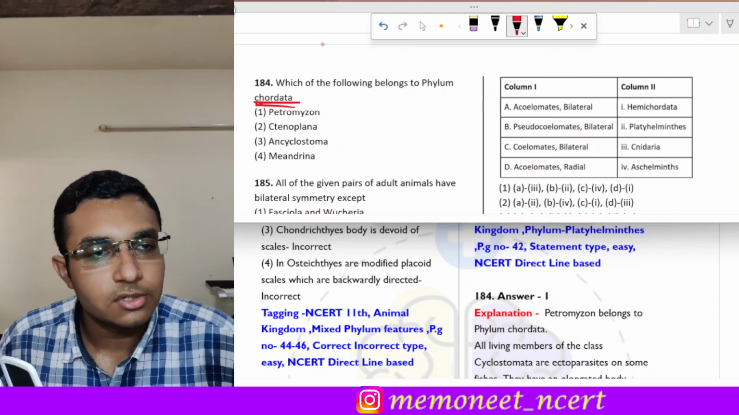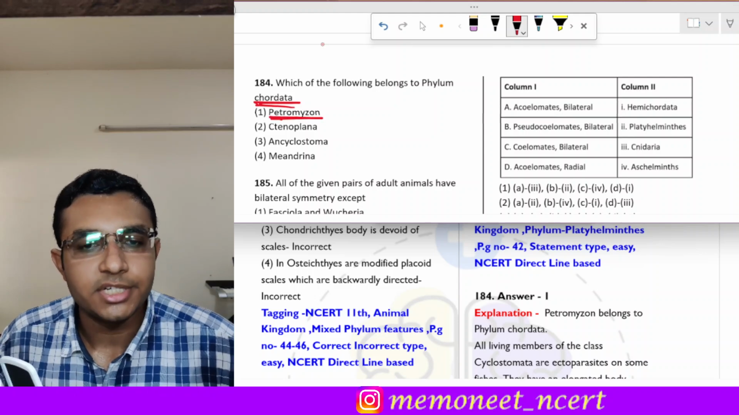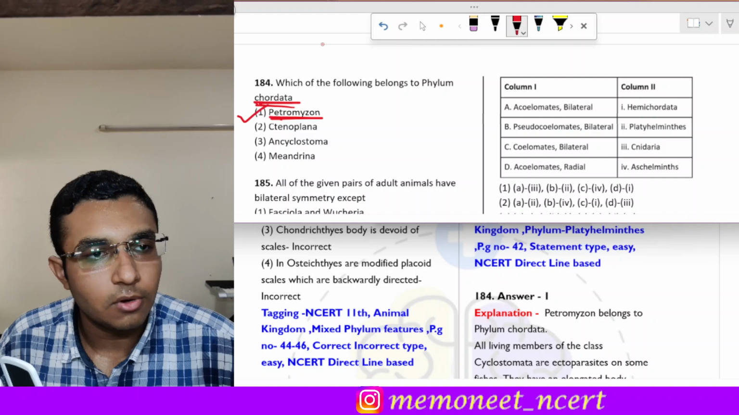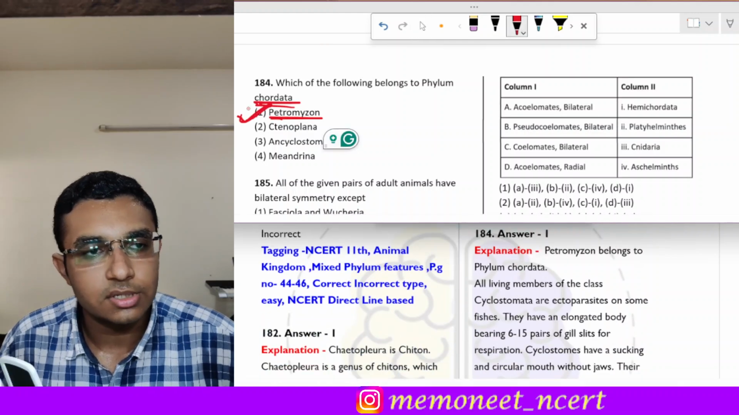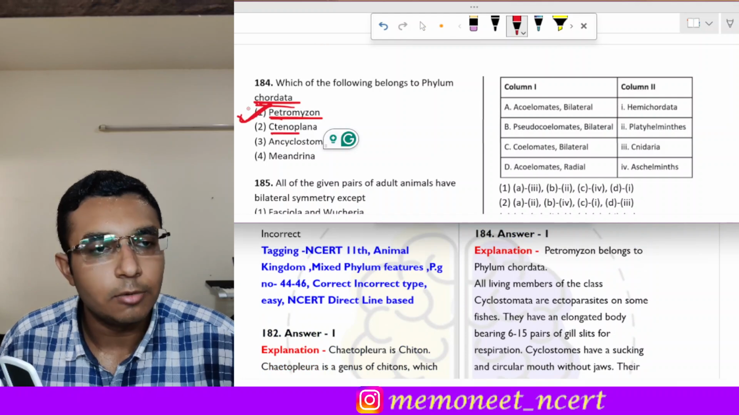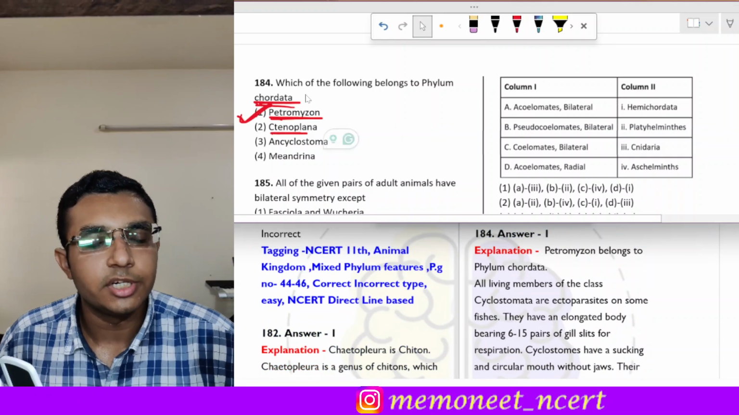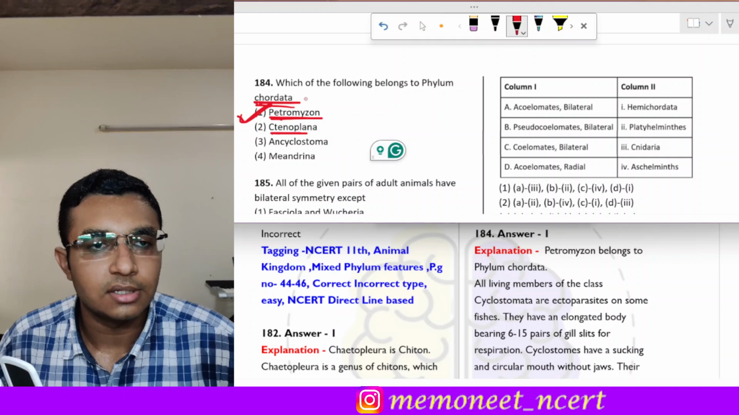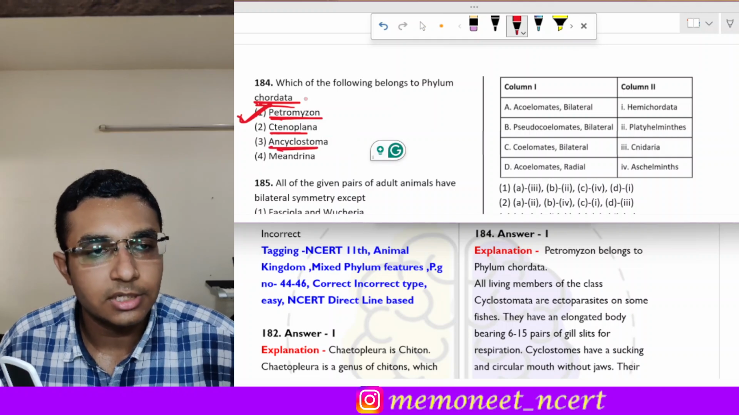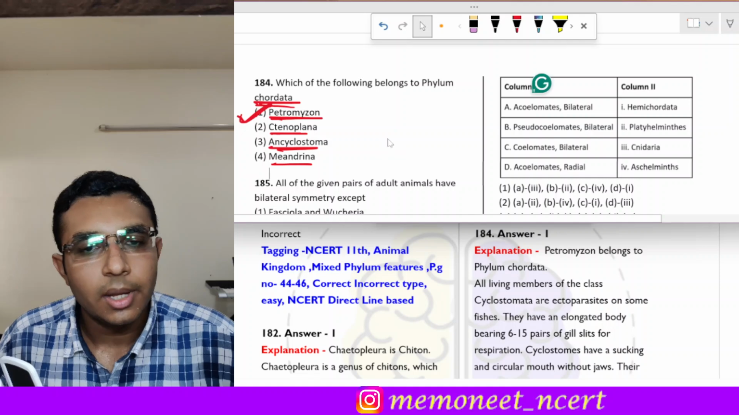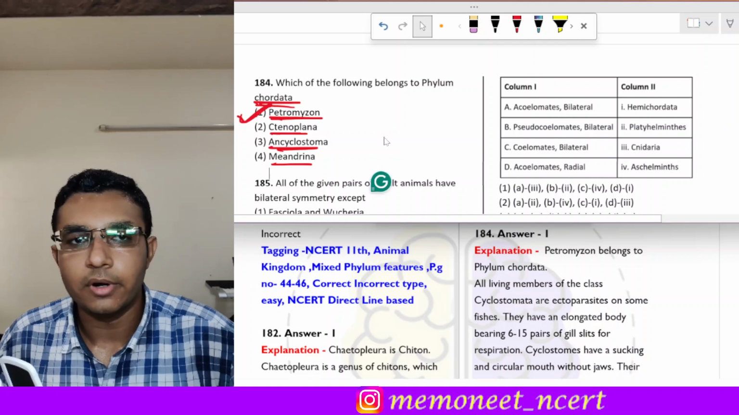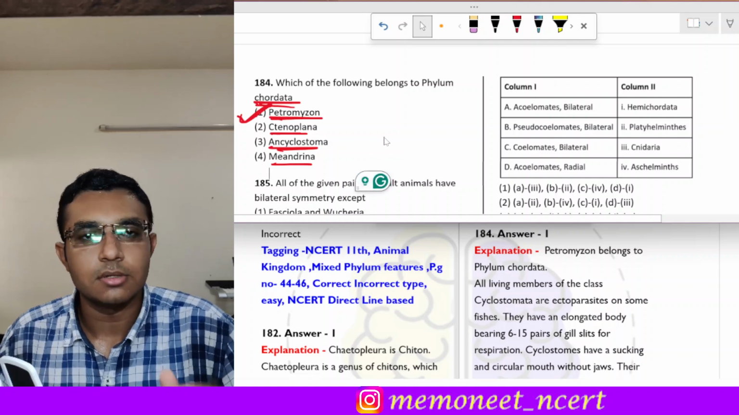So first option is Petromyzon. Now Petromyzon belongs to the phylum Chordata. Okay, so therefore the correct answer of this question is option 1. The Ctenoplana, as we know, belongs to Ctenophora, so that is incorrect. Then Ancylostoma is also incorrect, and Meandrina is also incorrect. So Petromyzon belongs to the phylum Chordata, so the correct answer of this question is option 1.